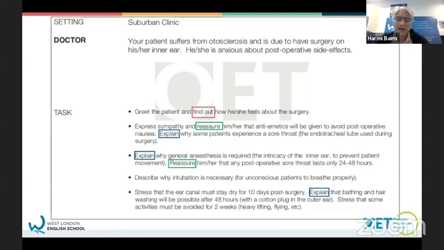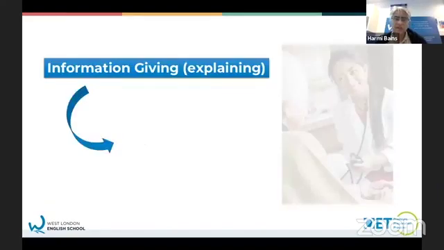Just remember, not every task is the same. Not every patient does need reassurance as well. So don't feel as though you need to reassure in every task, but you need to be sympathetic, or you need to be empathetic. That really does help. Empathy goes with being patient-centered, and that's really what they want in OET. Really try to put yourself in the position of the patient.